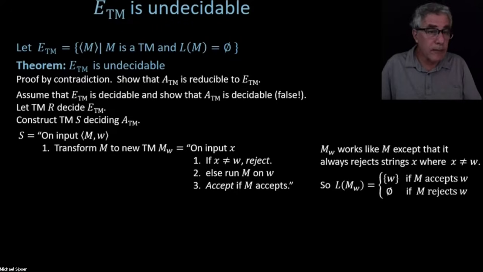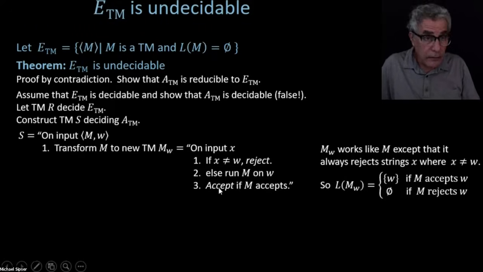Because, as you remember, feeding M into R had the problem that M might accept things besides W, and that confuses the result that we get from R in the sense that it's not useful. But if we feed M sub W into R, now we're good, because the information about whether M sub W's language is empty tells us whether or not M accepts W. If M sub W's language is not empty, then M accepts W. If it is empty, M rejects W.